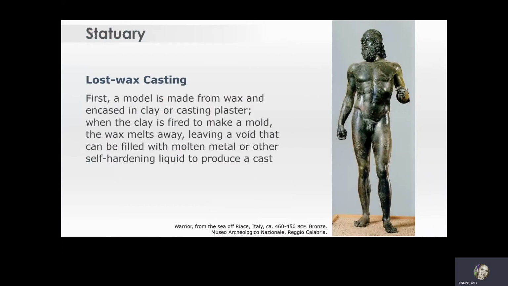Lost wax casting, I have a video on Blackboard for this. First, a model is made from wax and encased in clay or casting plaster. When the clay is fired to make a mold, the wax melts away, leaving a void that can be filled with molten metal or other self-hardening liquid to produce a cast. This is a warrior from the sea off Briassi, Italy, circa 460 to 450 BCE, made of bronze.